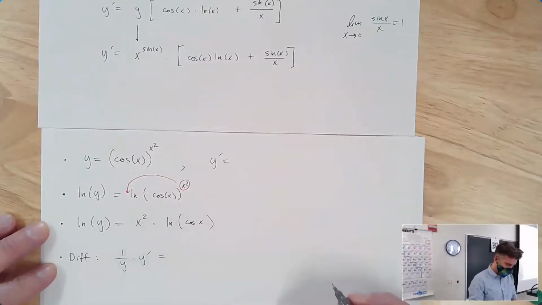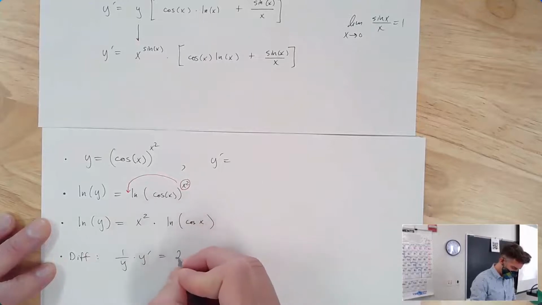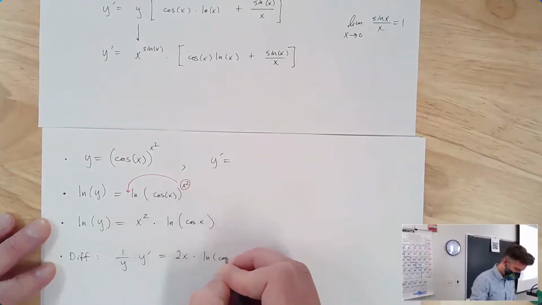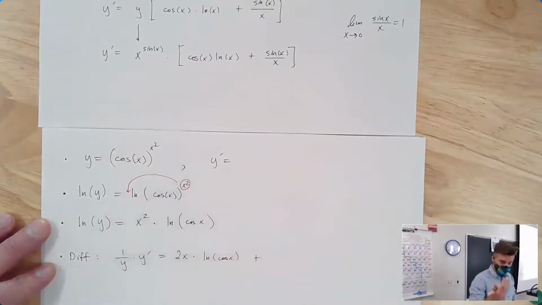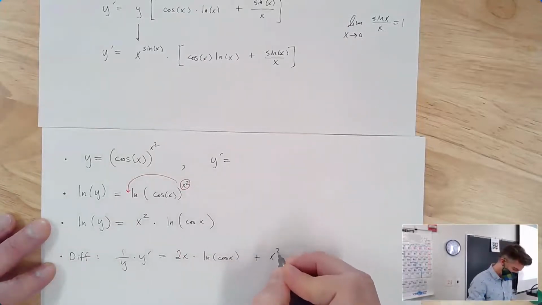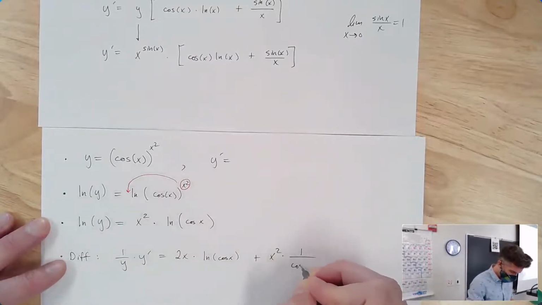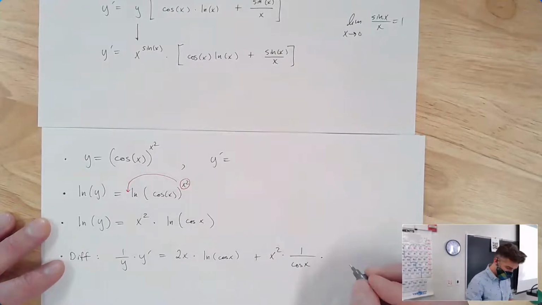And on the right-hand side, we're going to use the product rule. The derivative of x squared is 2x times the natural log of cosine of x, plus, then we flip it. We do x squared times the derivative of the natural log of cosine, which is 1 over the stuff, times the derivative of cosine, which is negative sine of x.